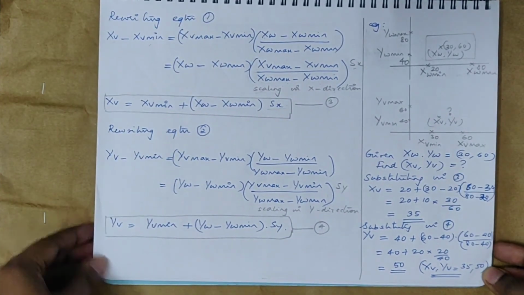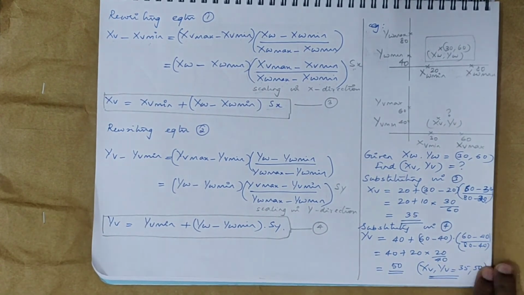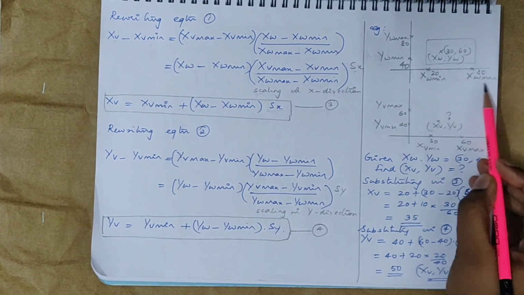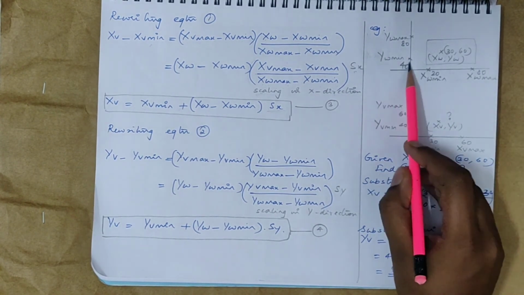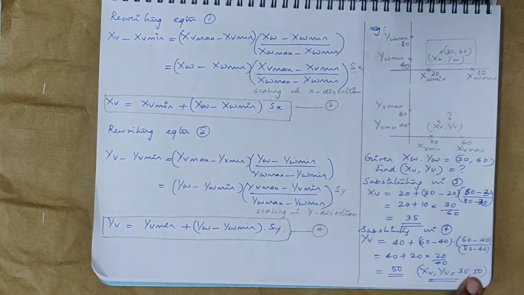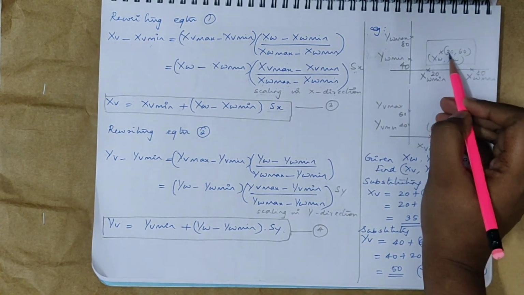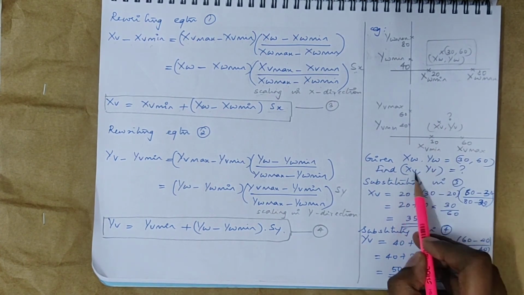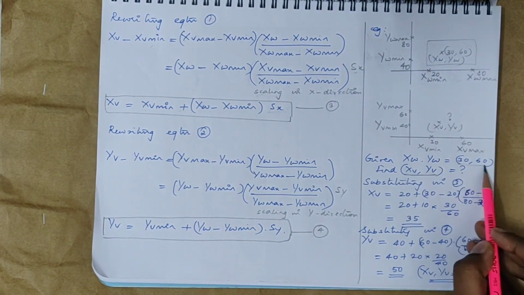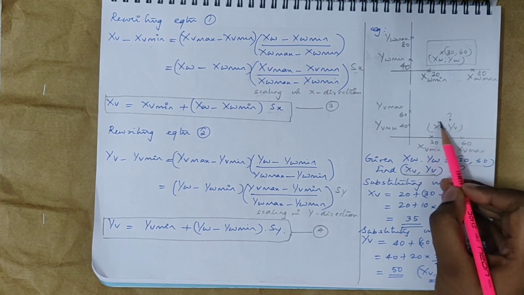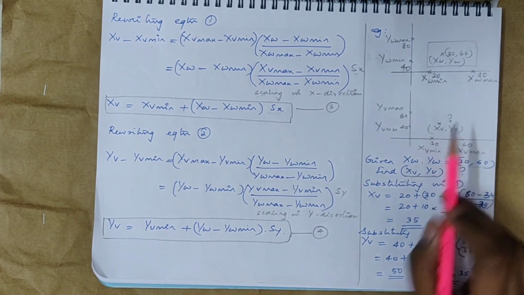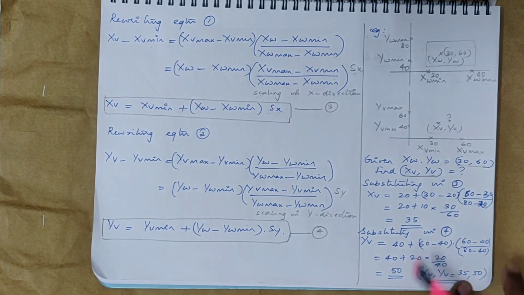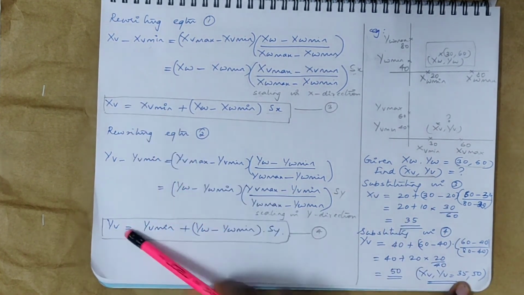Now let us look at an example. In this question, you are given all these points. You have xw min as 20, xw max as 80, yw min as 40 and yw max as 80. And you are given a point 30, 60, that is xw, yw. I want to convert this point. So find xv and yv. Given the point 30, 60 in the world coordinate system, find the equivalent point xv, yv in the device coordinate system.